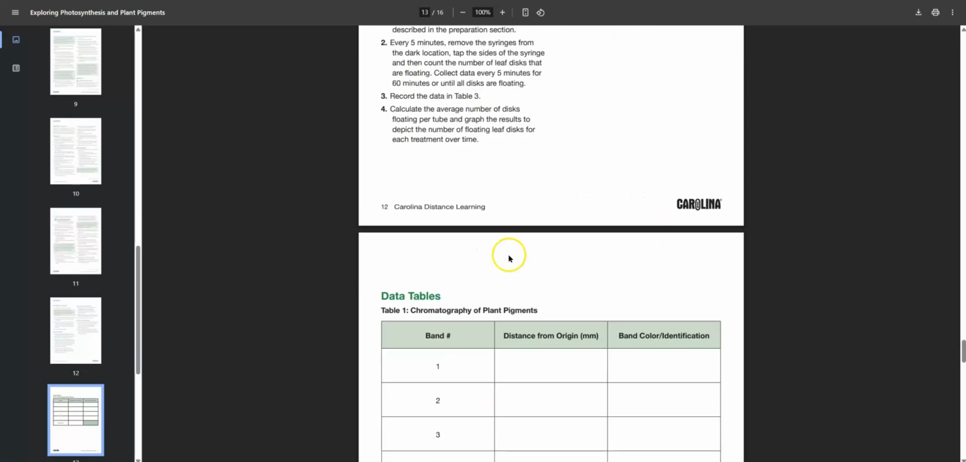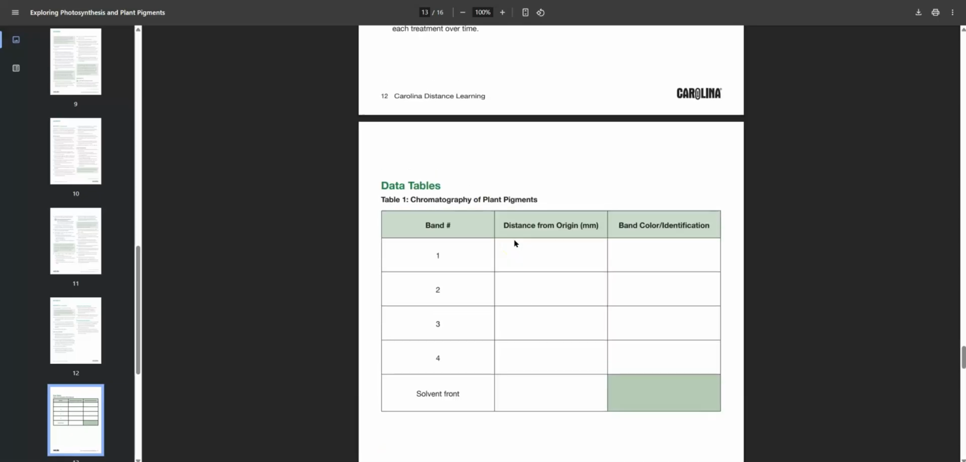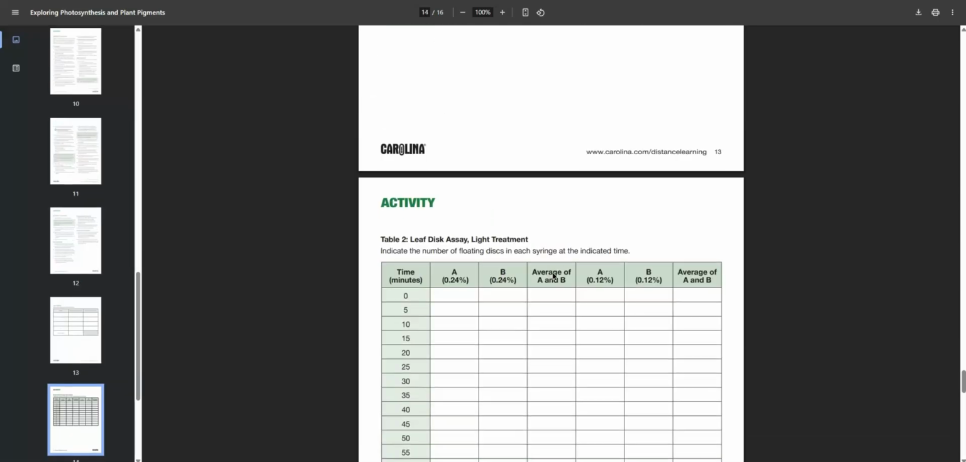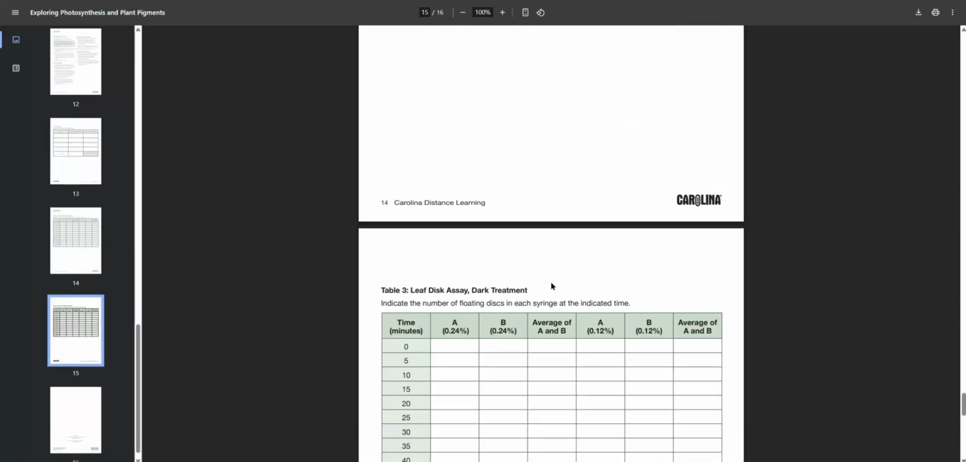If you encounter anything that you're not sure of, just let me know, because I know that the photosynthesis lab can be complicated in understanding like what to do, but I can definitely walk you through anything that you might be struggling with.